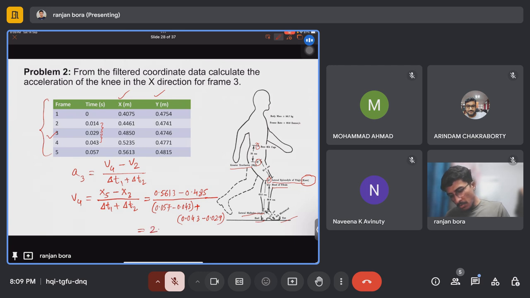It is coming as 2.725 meter per second. See, these times already get cancelled, so we can also write it as T5 minus T3.